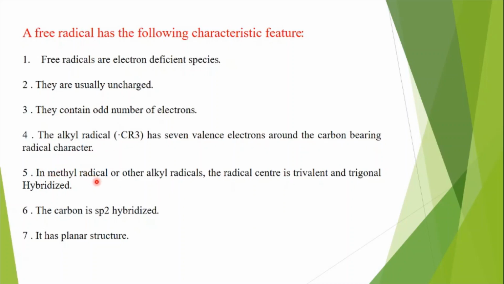Then the next point is in a methyl radical or alkyl radical, the radical center is trivalent and trigonally hybridized. So the radicals are trivalent. Then the sixth point is the carbon is sp2 hybridized. Then the 7th point is it has a planar structure. You know that sp2 hybridized carbons are planar in nature, so that's why it has a planar structure. The geometry of sp2 hybridized carbon is planar.